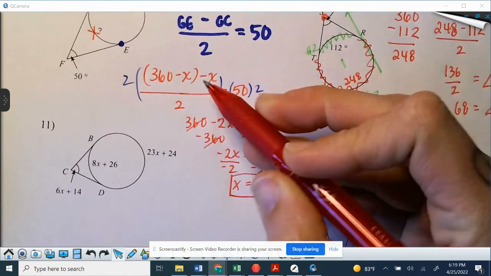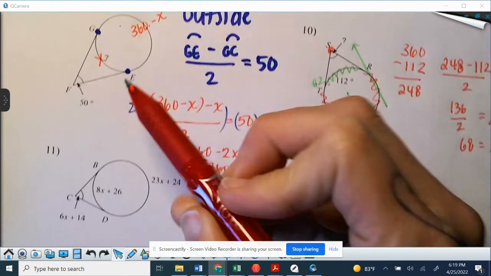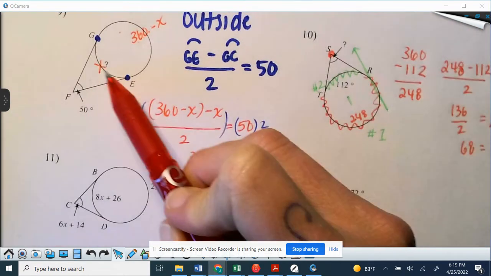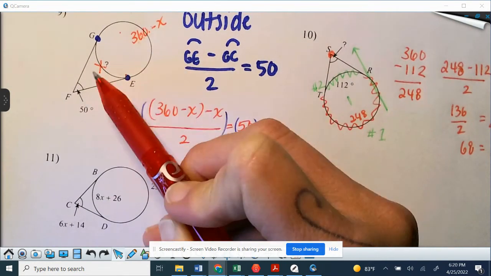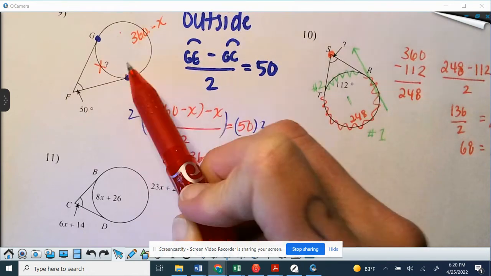And again, it's 360 minus X because we know that the full circle is 360. This is our unknown. We can name it X or whatever letter you want. So this is the arc, subtracted, this is the length of this outer arc.